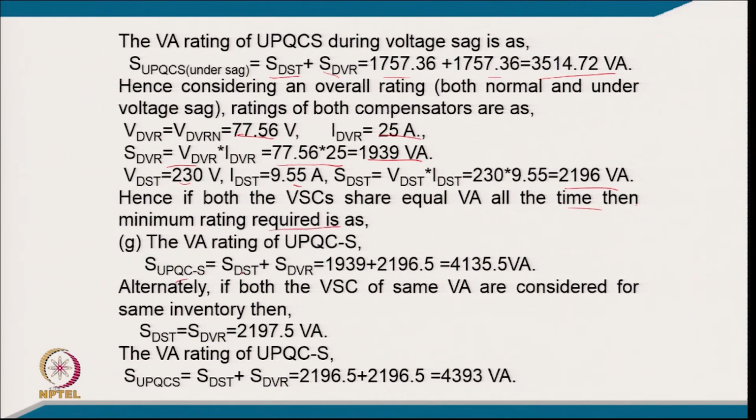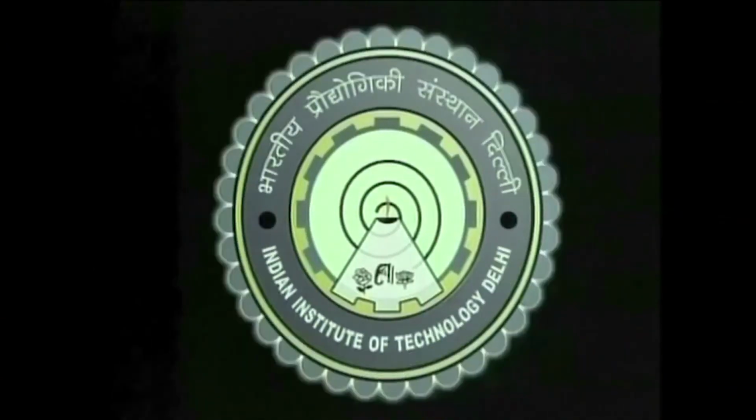So, you can call it the VA rating of the UPQC will be the VA rating of the DSTATCOM plus DVR. So, it becomes 1939 plus 2196.5. So, it becomes 4135.5. Alternatively, both VSCs of the same rating are considered. So, you can call it DSTATCOM and S_DVR 2197.5. So, the total VA rating becomes the sum of both, that is 4393 VA.